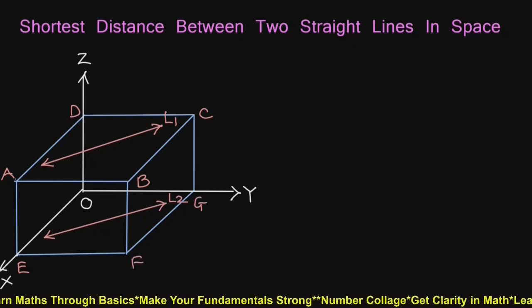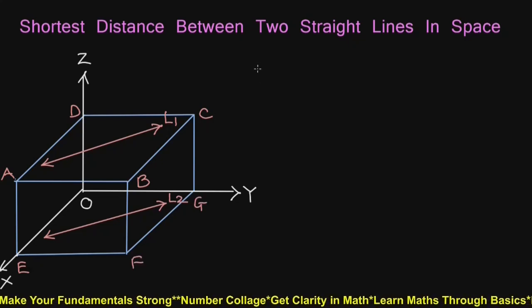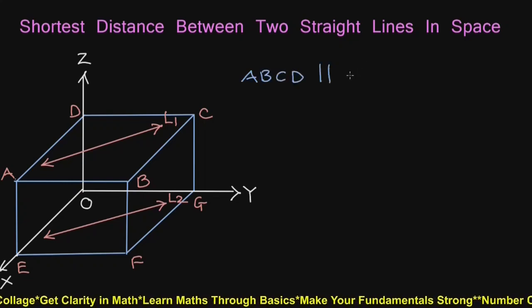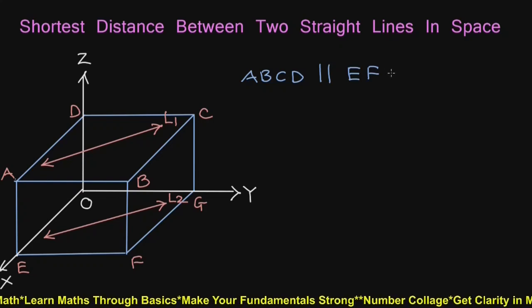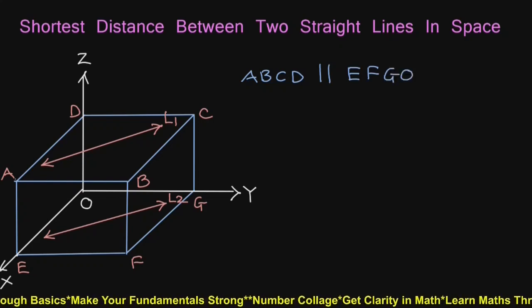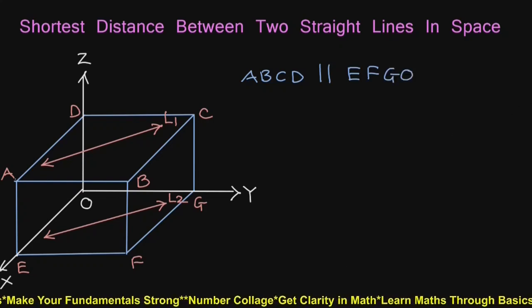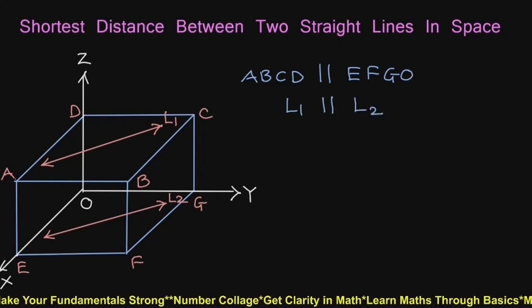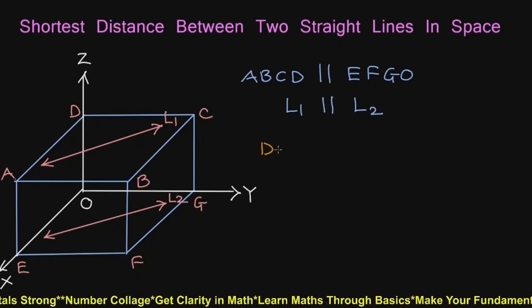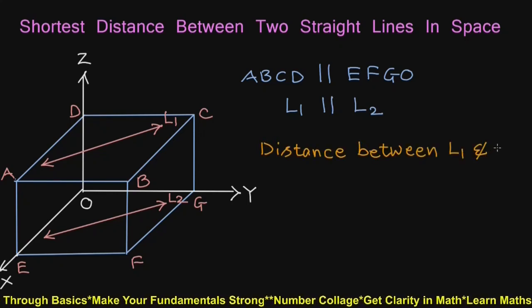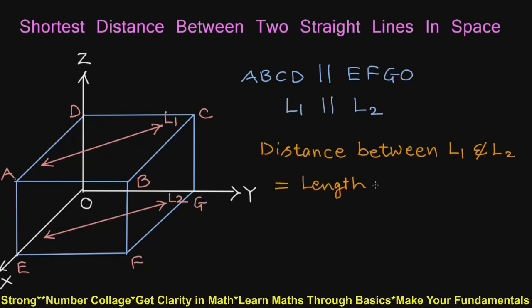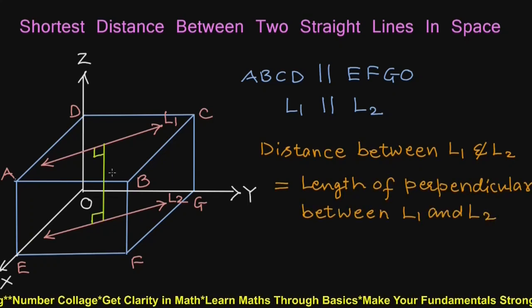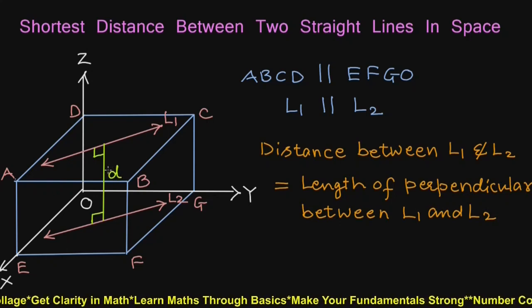EFGO of this cuboid. Now since top face ABCD is parallel to bottom face EFGO of this cuboid, the lines contained in them, L1 and L2, will also be parallel, and the distance between L1 and L2 will be the length of perpendicular between L1 and L2 that we denote by D.